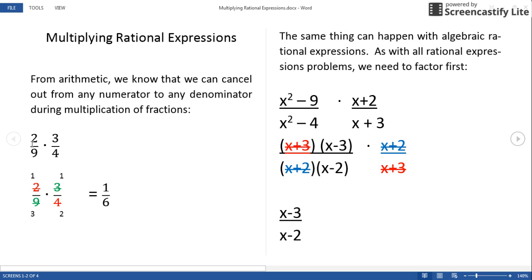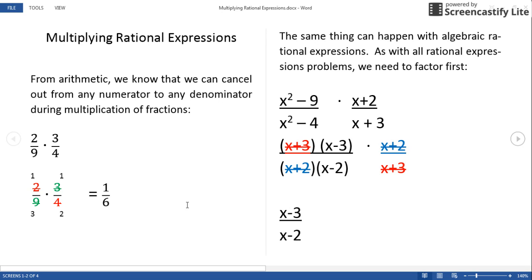So for this fraction, 2 and 4 can cancel out diagonally since 2 goes into 4 two times. 3 goes into itself and into 9 three times. So when we do our canceling, we're left with 1's on the top and 3 and 2 on the bottom. And now all we need to do is multiply straight across. 1 times 1 made 1, and 3 times 2 made 6. So 1/6 is our result.